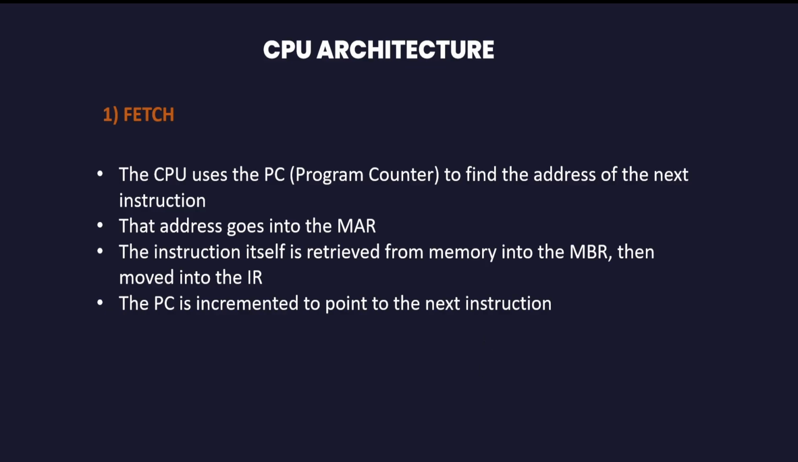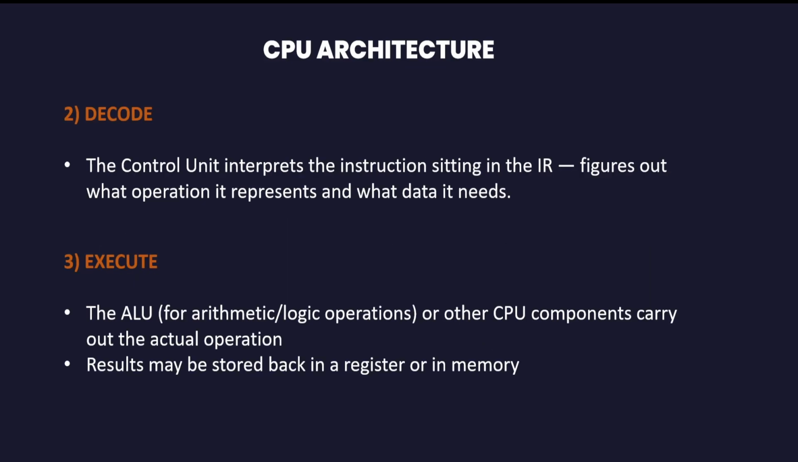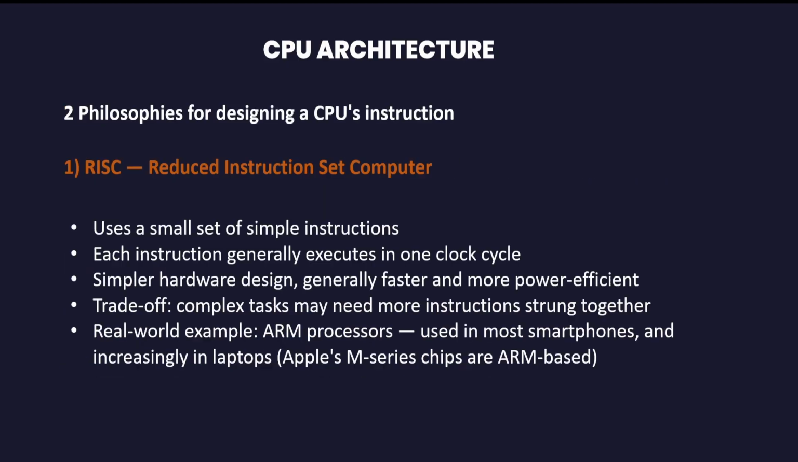So we have successfully fetched the instruction, then decoding happens. The control unit interprets the instruction sitting in the IR. It figures out what operation it represents and what data it needs. So after decoding, then execution happens. The ALU, for arithmetic and logic operations, or other CPU components, carry out the actual operation. Results may be stored back in a register or in memory.